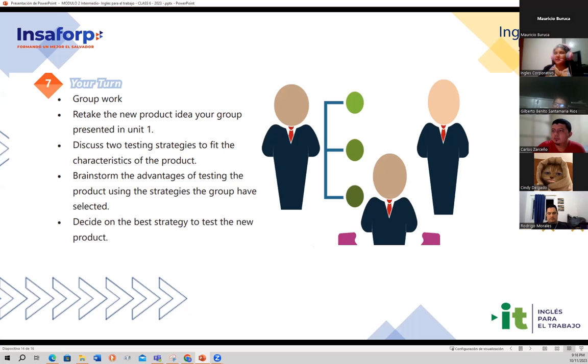And according to the characteristic of the product, okay, you are going to analyze the product and discuss what will be the best test strategy to use. De acuerdo al producto, ustedes podrán ver cuál es la mejor estrategia to test. Then you are going to brainstorm the advantages of testing the product using that strategy. ¿Cuáles son las ventajas que ustedes van a tener usando esa estrategia? And at the end, you are going to define the best strategy to test that product.